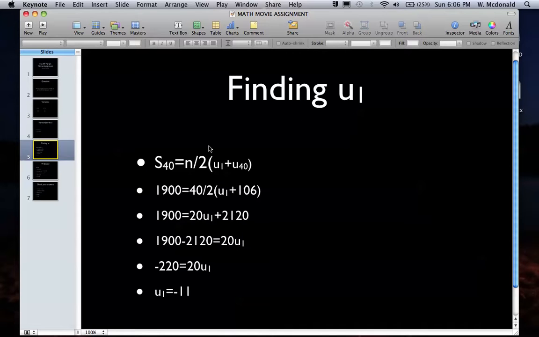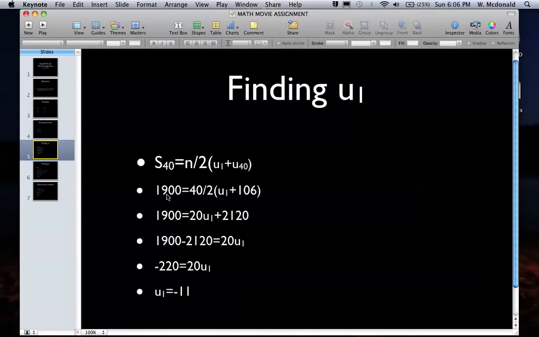So we're going to start off finding U1, and we're going to use the formula S40 equals n over 2 times U1 plus U40. So we already know three of the variables in this formula, and that's S40, N, and U40, and we're trying to find U1. So I use this to solve for U1.